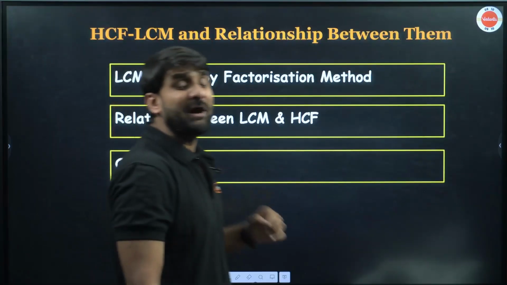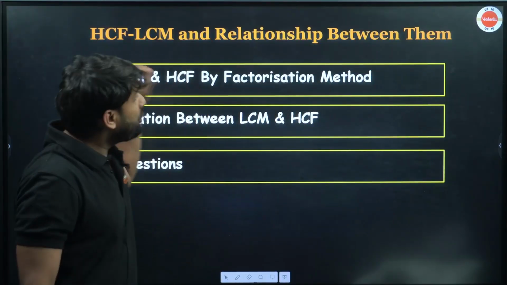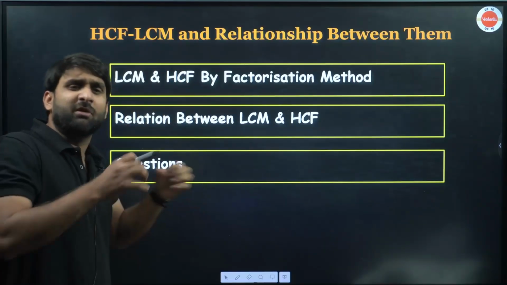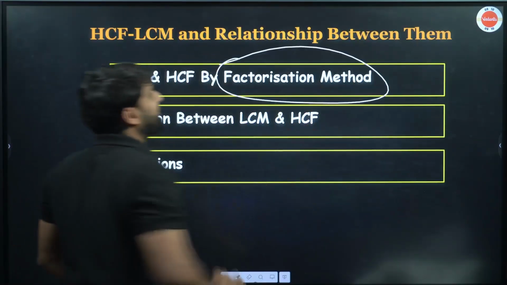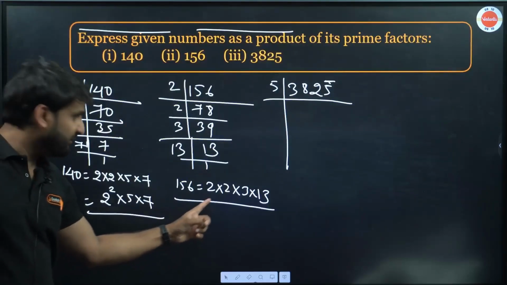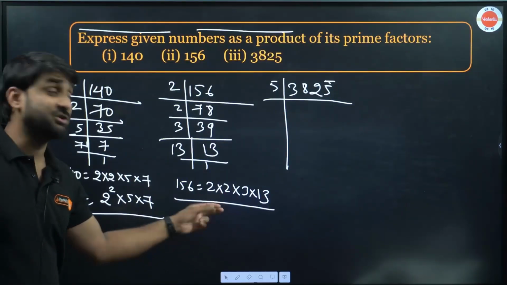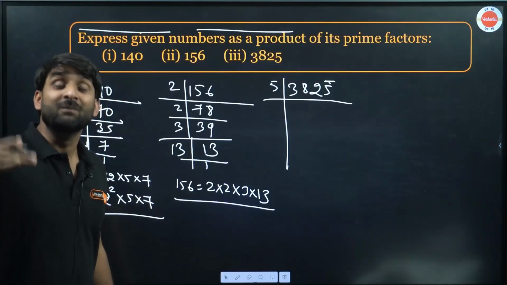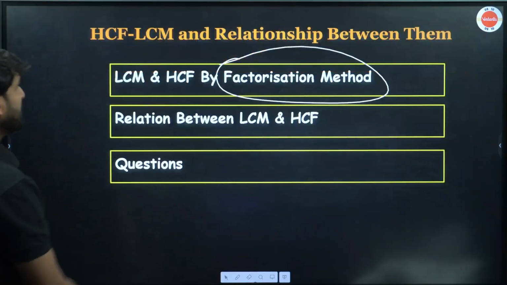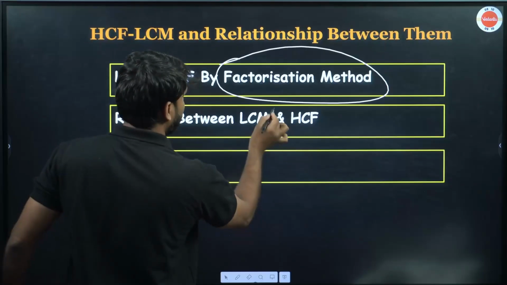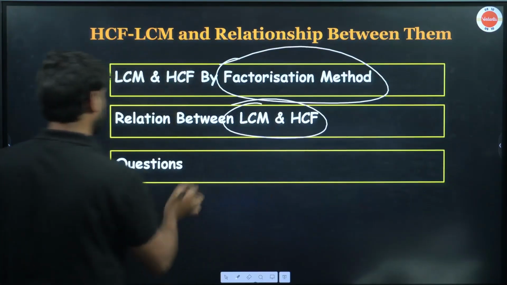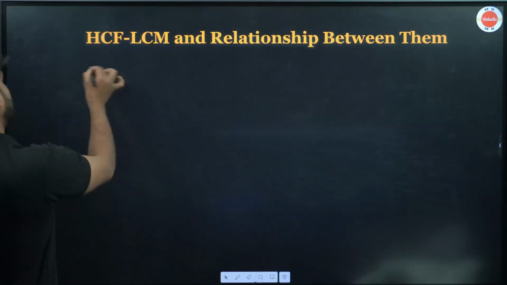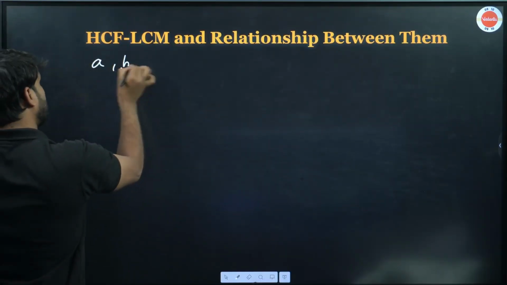Now, how can we find the HCF and LCM? HCF and LCM of any 2, 3 or 4 numbers can be found using the prime factorization method that we have done here. This method plays a very important role in finding the HCF and LCM of integers. We will also be deriving the relationship between HCF and LCM. So let's move on. Okay, the first point is, let's say there are 2 numbers, my champion.